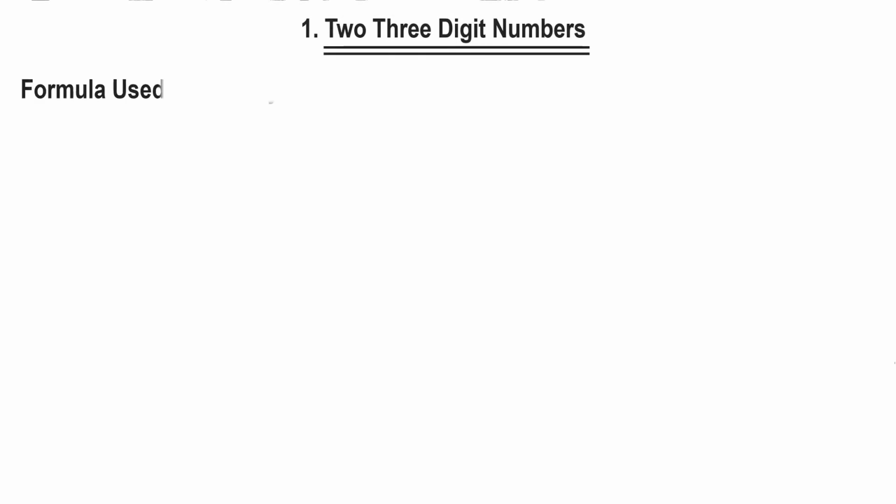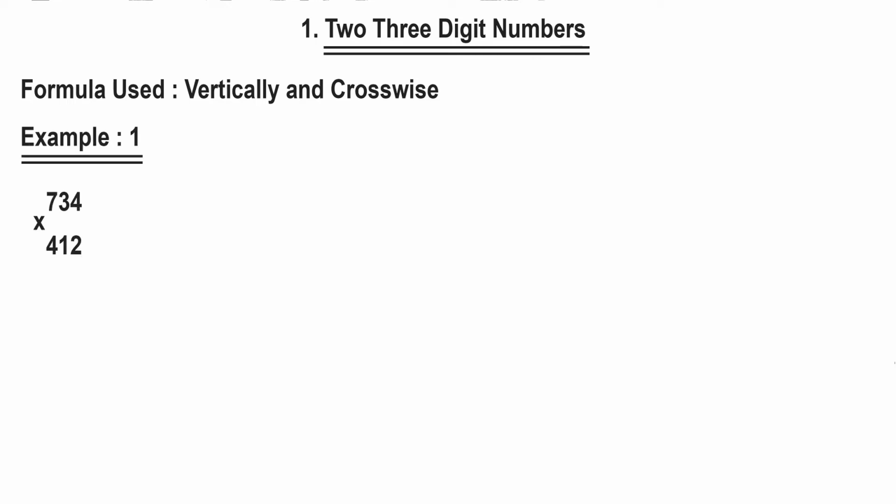In this video, we will be using the formula vertically and crosswise to multiply two 3-digit numbers. So let's begin by multiplying 734 with 412. To understand in detail how the formula vertically and crosswise works, please go through the video. I will also put up a link in the description below.